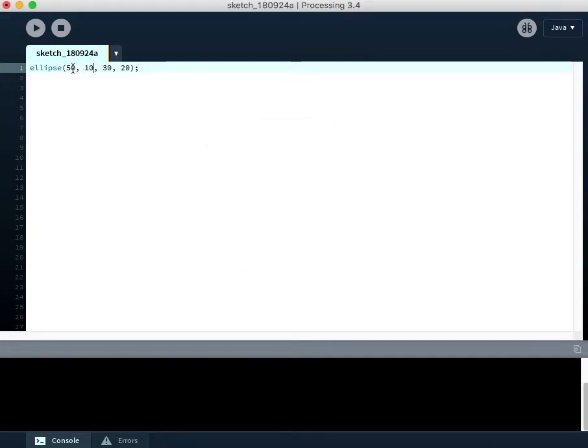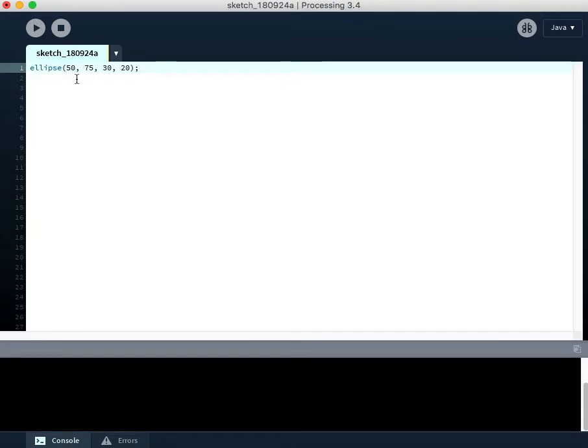So what if we change this one to 10? Well, we notice that it scoots over that way, so this must have something to do with the x value, and in fact it does. That's the center point at 10 pixels in for that ellipse. So let's change this back to 50 and 75 now.